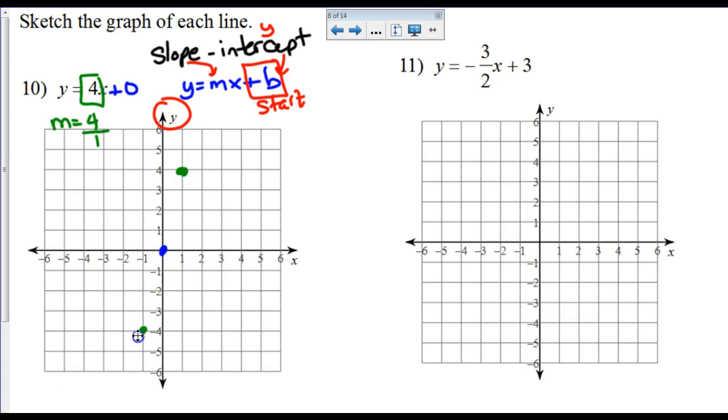Now unfortunately I'm graphing on my tablet, so this doesn't usually work out very well. I almost made a line. Alright, pretend that's a line. Make sure there's arrows on each end of your line.